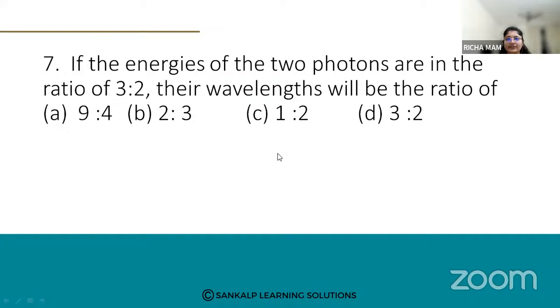Now here, if the energy of two photons are in the ratio of 3:2, then their wavelengths will be in the ratio of what? What will be the ratio of their wavelengths? How is energy given? Energy is equal to h c by lambda.